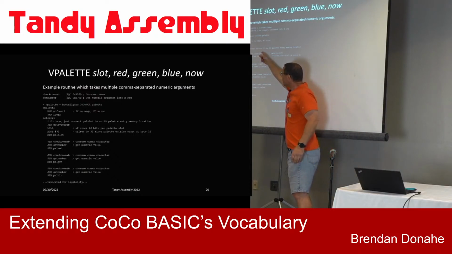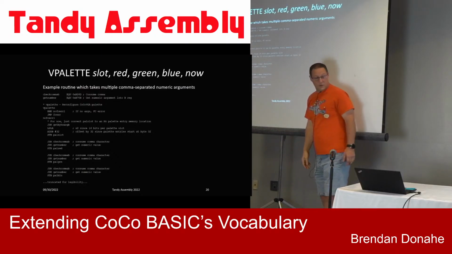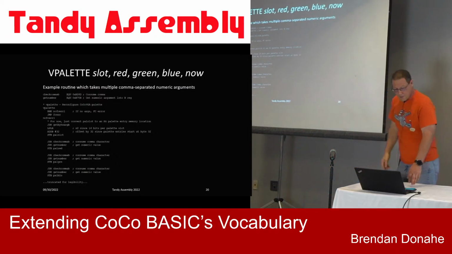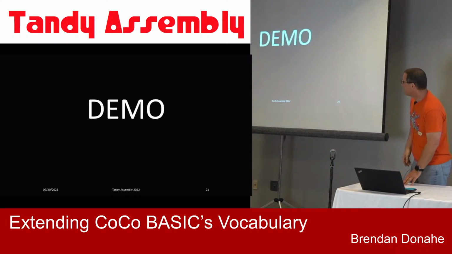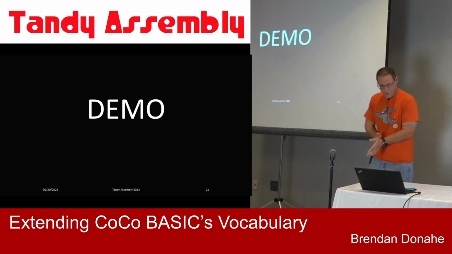So get byte argb gets the first one, check comma B. So these are jumps into the ROM. Get the numeric value, that's basically the same as this. Check for a comma, get a number, check for a comma, get a number, et cetera, et cetera. So this is truncated just because the rest of this function is quite long. So with that, I can demonstrate it working.